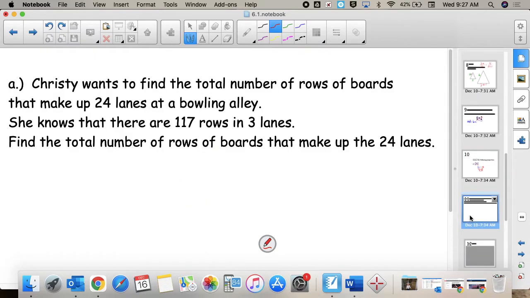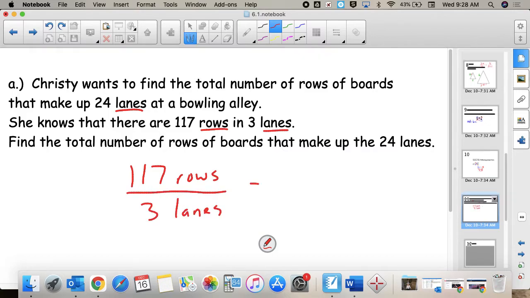Right? Setting up your proportion then. It says Christy wants to find the total number of rows of boards that make up 24 lanes at a bowling alley. She knows there are 117 rows and 3 lanes. It says find the total number of rows of boards that make up the 24 lanes. Right, so when we're looking to do this, you need to find something to compare. We have lanes, we have rows, we have lanes. So find a thing to compare. You want to compare lanes to rows? That's fine. You want to compare lanes to lanes? That's fine. If I compare 117 rows, for example, there are 3 lanes.